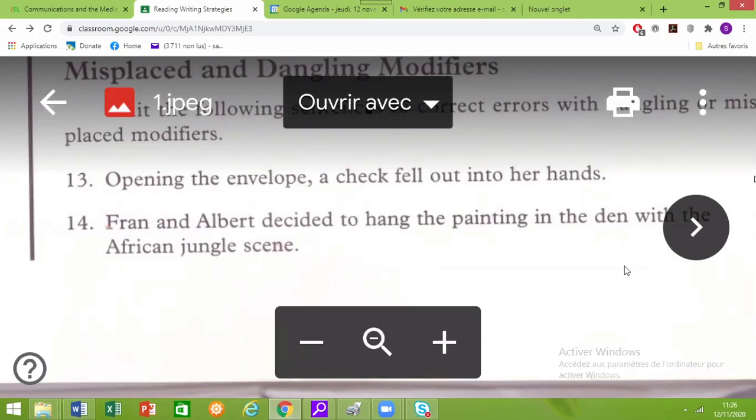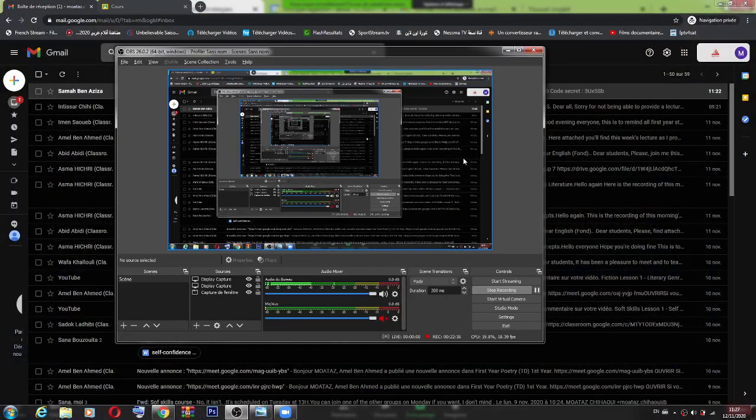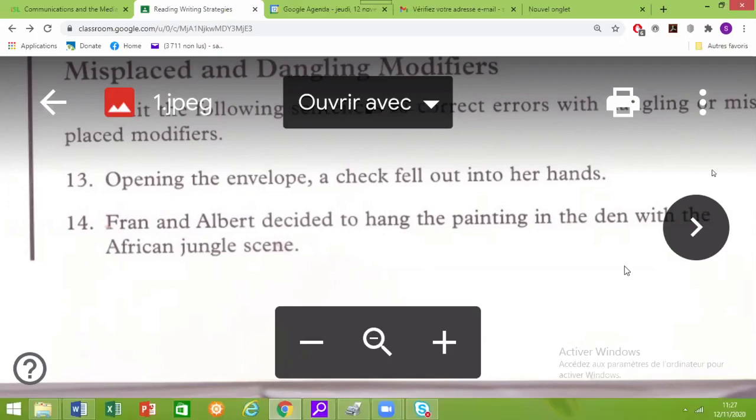Opening the envelope, a check fell out into her hands. Miss, this sentence has two sentences. The real sentence is: a check fell out into her hands when she opened the envelope. Very good. Yes, you can do it this way. While opening the envelope, a check fell out on her hand. Okay, you need a subject. When Alice opened the envelope, a check fell out into her hands.